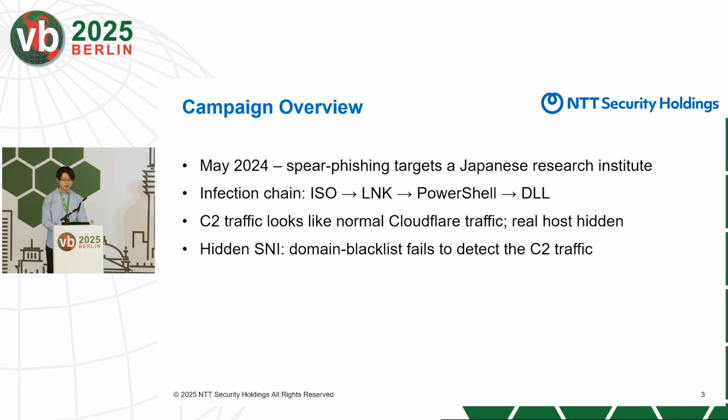When the DLL reached out, every packet looked as if it was going to a normal Cloudflare site. The malware was using the new Encrypted Client Hello extension of TLS, so the real C2 server's name was hidden inside the handshake. Because the SNI is hidden, domain blocklists cannot detect the C2 traffic. It blends in with normal Cloudflare flows.